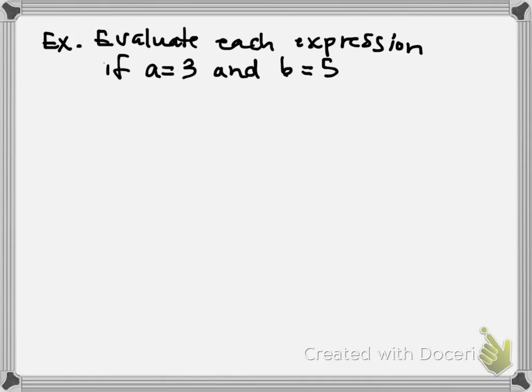Let's see, what example are we on? 5? Okay, thank you. So we would have a squared plus b to the 4th. If they didn't tell me what the value of a was and what the value of b was, I'd be kind of stuck right now. So first thing I'm going to do is substitute 3 in for a. So I get 3 squared plus, and then I'm going to substitute in for b, 5 to the 4th power.